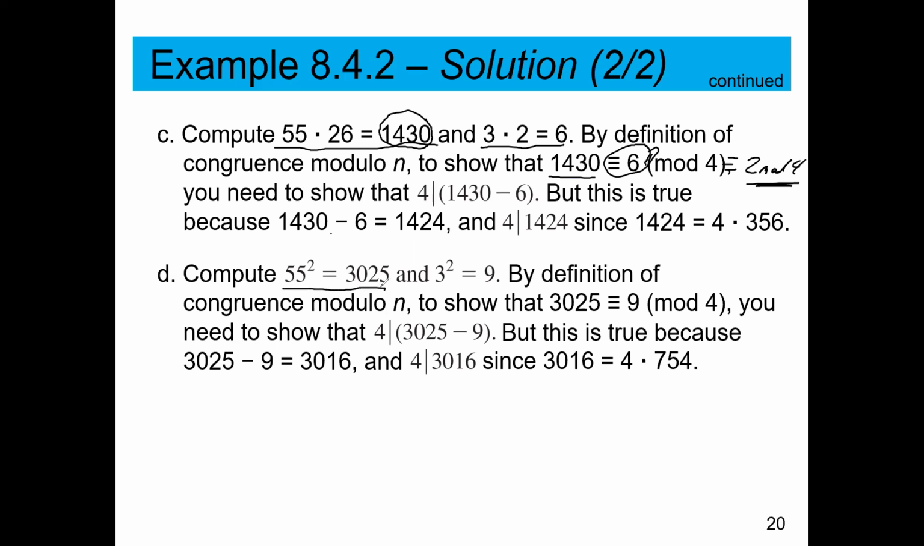55 squared is 3,025. Now, the nice part is any thousands. So I'm just going to write that. The nice part is 3,025. I can write that as 3,000. And the good part is anything that's times 100, it's any multiple of 100.